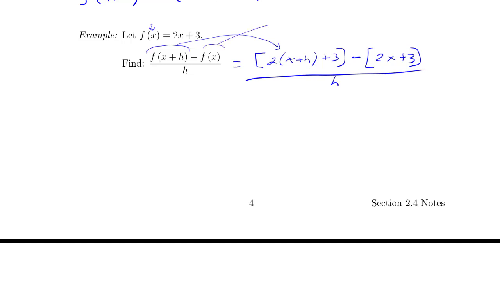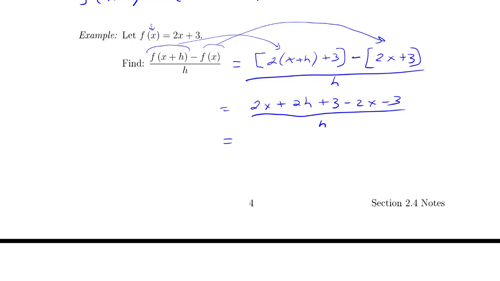Okay, so this part was there. Now I just do some simplification. 2x plus 2h plus 3, distribute the minus: 2x minus 3 all over h. Notice now the 2x's cancel out and the 3's cancel out. I get 2h over h, or just 2. So this quantity here for this function just simplified to 2.